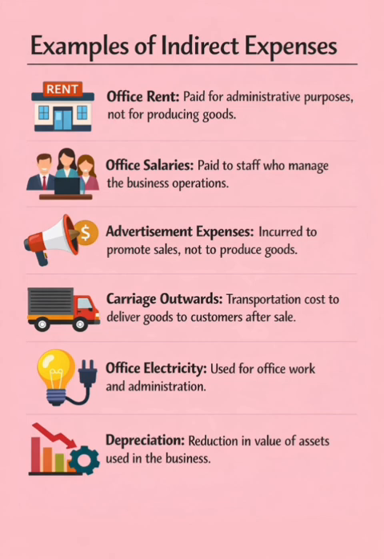Examples of indirect expenses explained clearly. Office rent is paid for administrative purposes and does not help in producing goods. Office salaries are paid to staff who manage the business operations. Advertisement expenses are incurred to promote sales, not to produce goods. Carriage outwards is the transportation cost paid to deliver goods to customers after sale. Office electricity is used for office work and administration. Depreciation represents the reduction in value of assets used in the business.